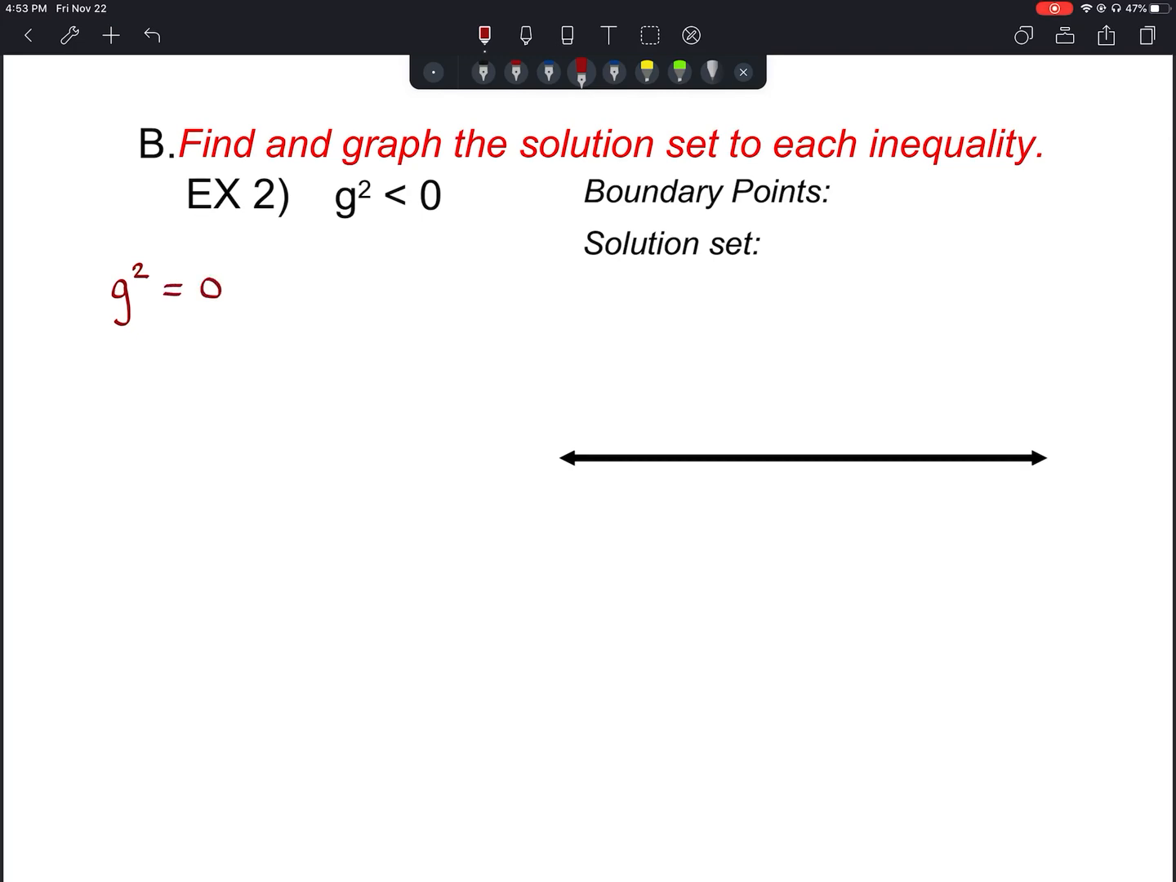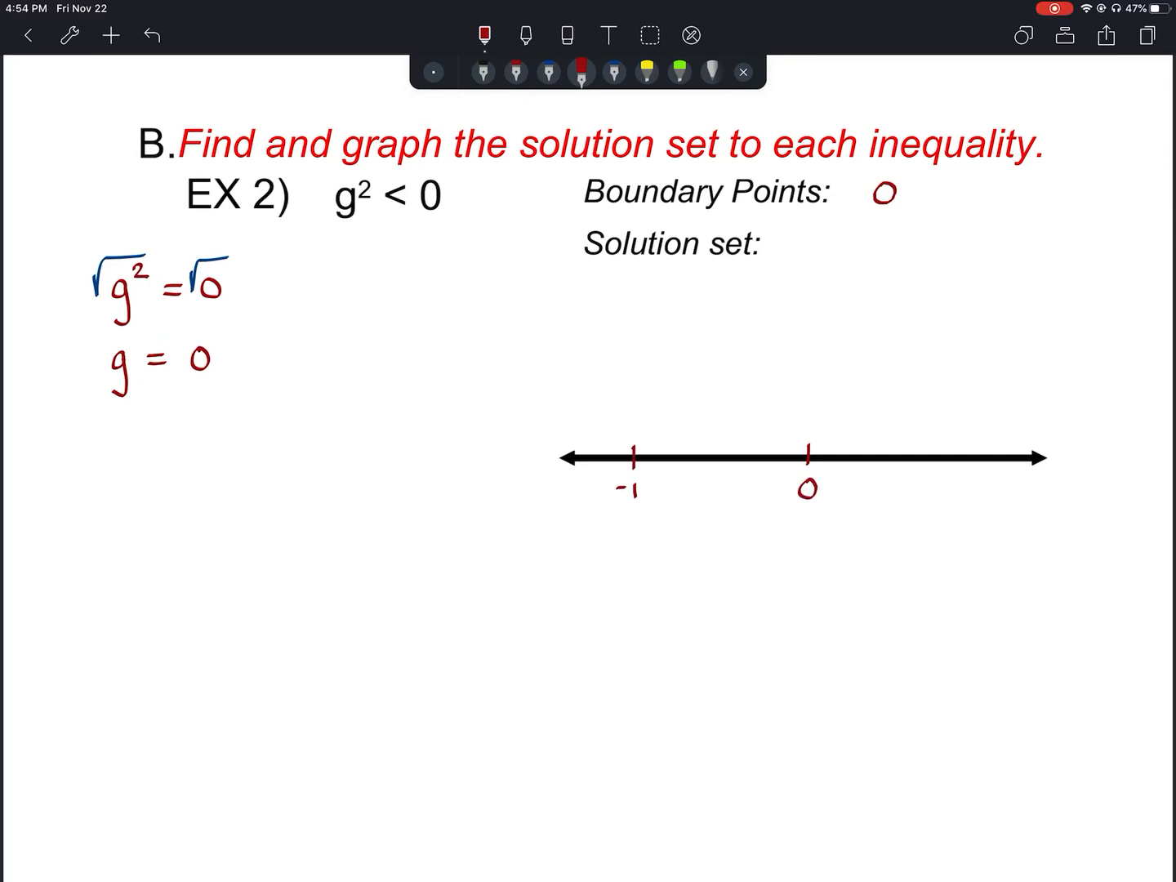Now, if we were going to solve this, we would just take the square root of each side. In most cases, we would say the square root of g squared would be the absolute value of g, but since the square root of 0 is just 0, it's not going to matter if it's positive or negative. With this one, we only get one boundary point, and that is at 0. So we'll put this one on here.